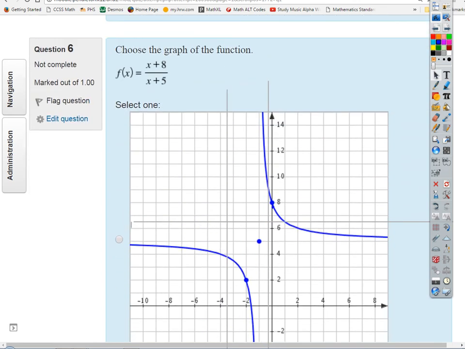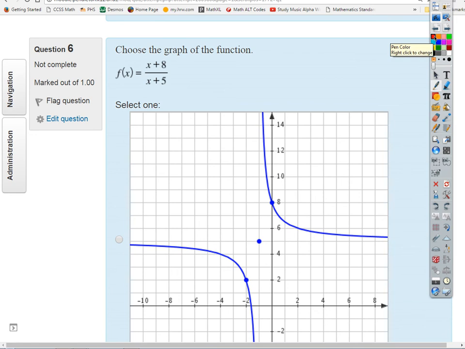Okay, this one's a little different. It's not quite as convenient. This time it's not written in a form where we can recognize a, h, and k. So what do we have to do first? Yeah, we're going to have to divide it out, put it in that form, right? So what do we get?